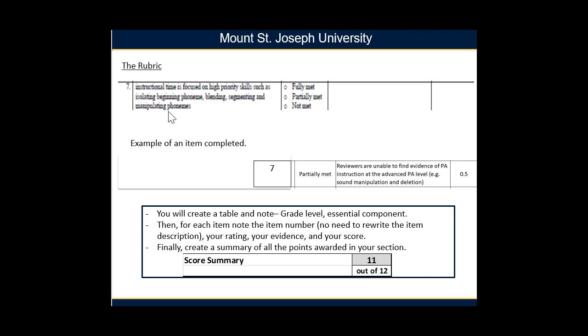You don't need to rewrite the description because I will have the rubric. So just write the rubric number 7. Write what rating you're giving it, partially met, fully met, or not met. So for this example, the rater gave it partially met. Then write your evidence, and the evidence can be brief. It doesn't have to be extensive. And then write the score that you're giving the item. You're also going to want to have a little part at the end of your table where you write the score summary. So for phonological awareness in kindergarten, there are 12 items, and this got an 11 out of 12.